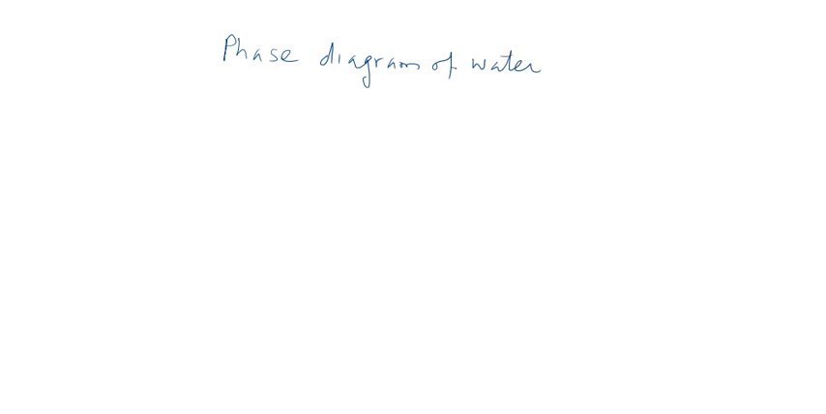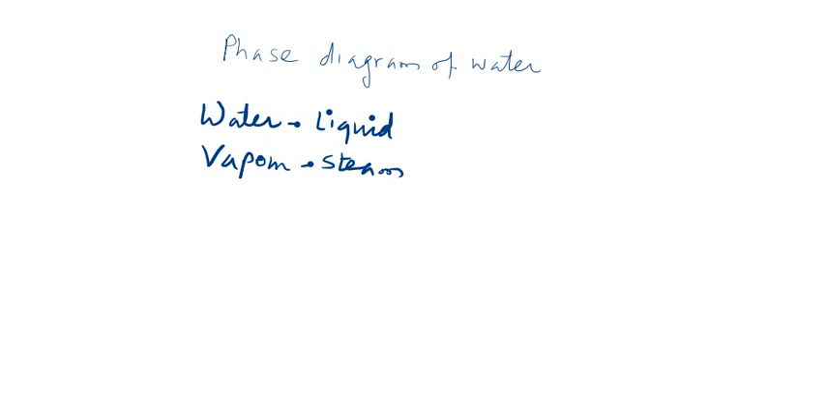All of us know that water exists in three different forms: water as liquid form, vapors, that is in fact steam as vapor form, and solid form, which is ice.